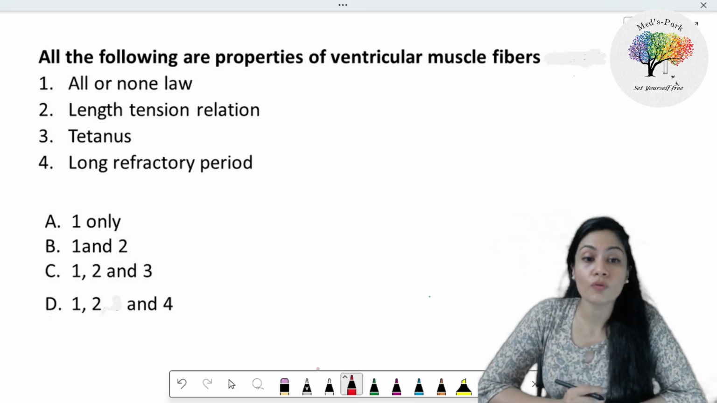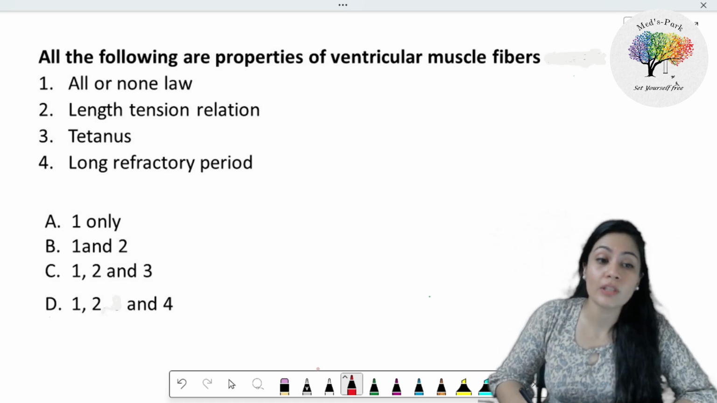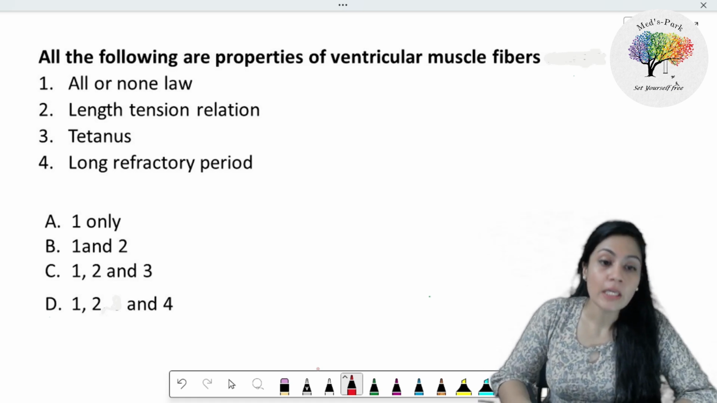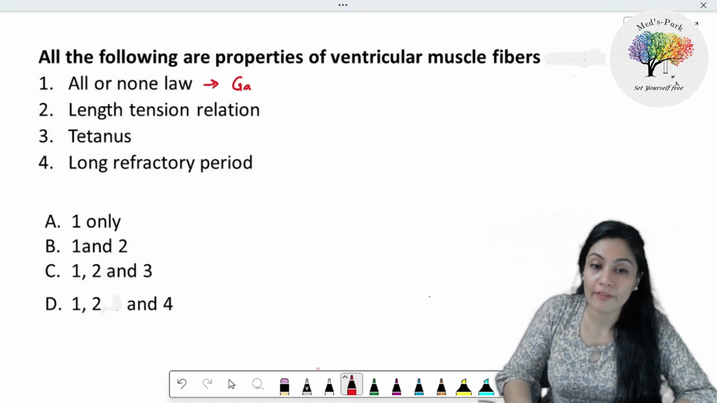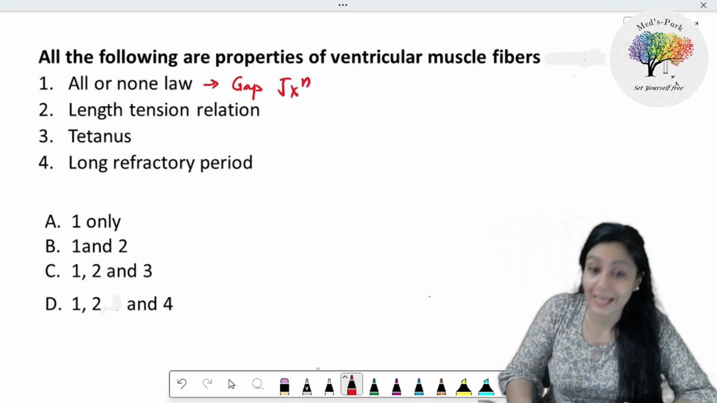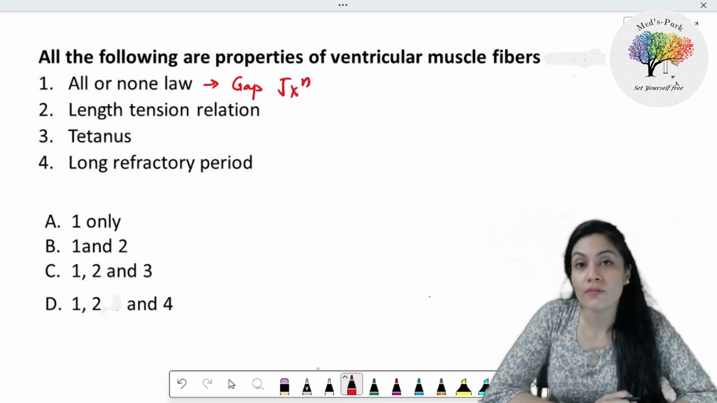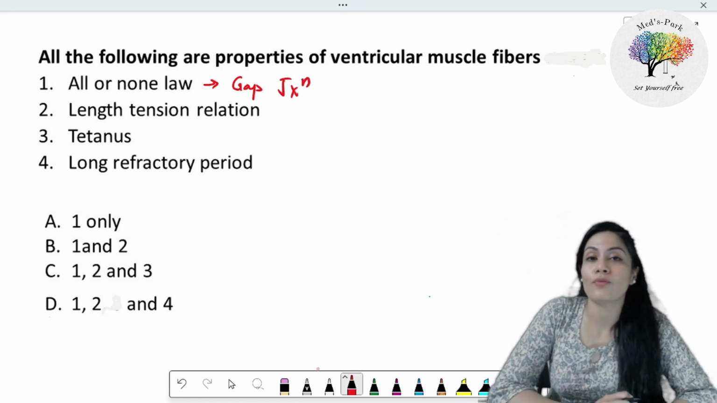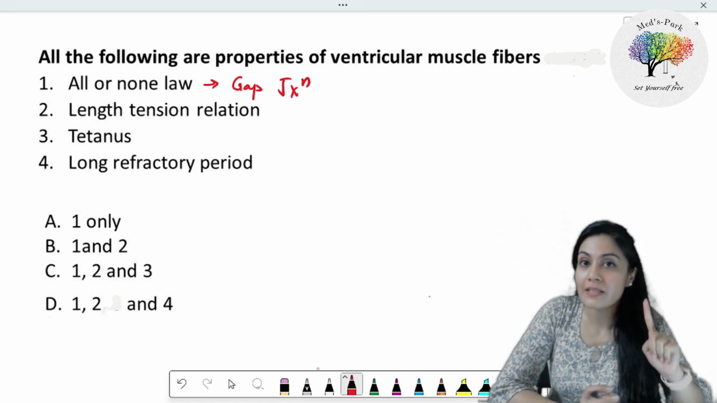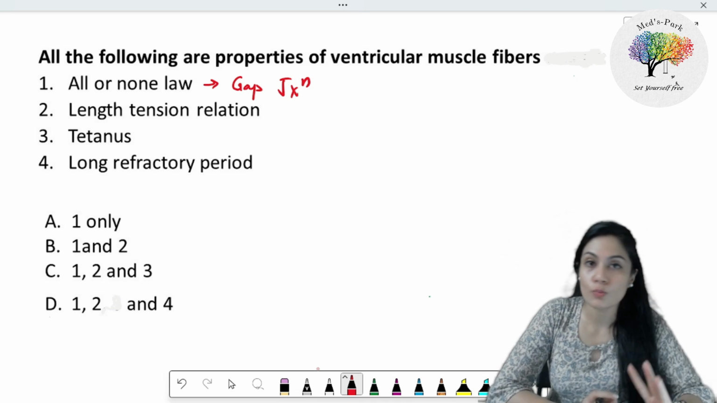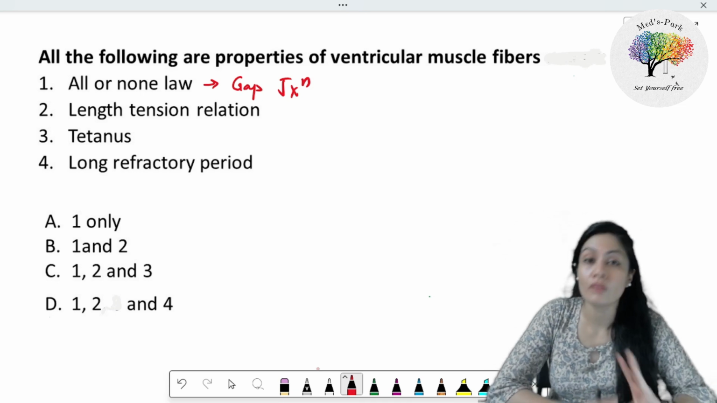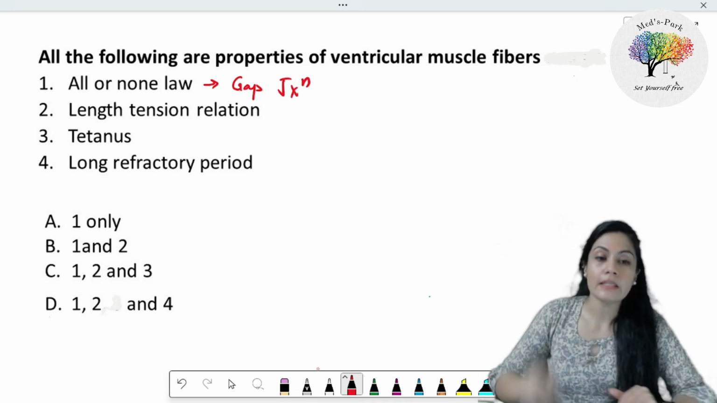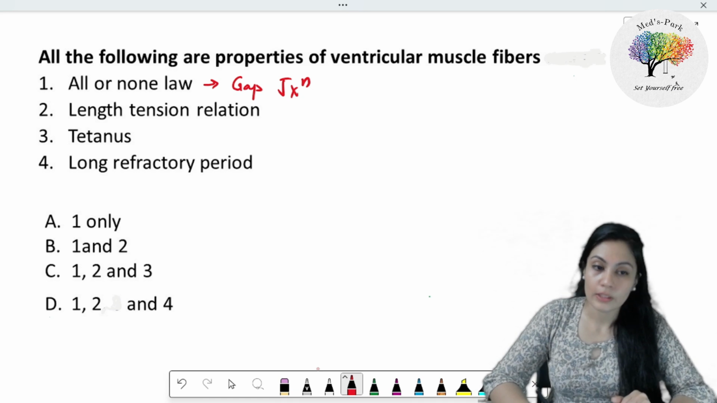First question is, all of the following are properties of ventricular muscle fibers. Now, what about the all or none law? Remember, the cardiomyocyte, they do have gap junctions which are made up of connexin protein, remember? And because of that, they act as a syncytium, isn't it? So definitely, yes, it follows the all or none law. Single muscle fiber, single nerve fiber, and the smooth muscles or the cardiac muscle, which is having the gap junction, these three things are going to follow the all or none law.